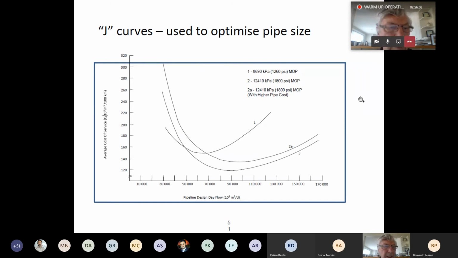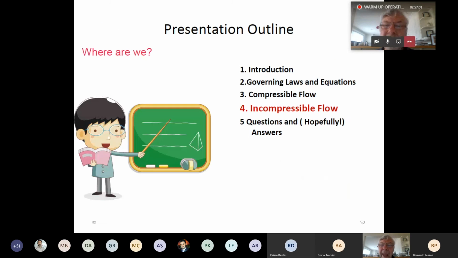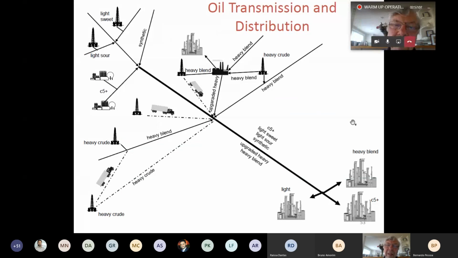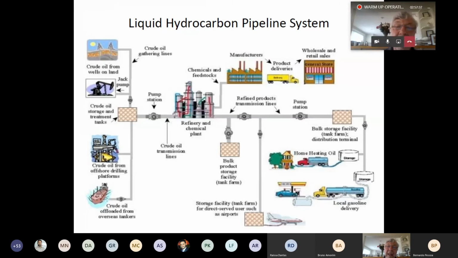And I'll move quickly to the next slide, which is 52, and look at incompressible flow. And then we go to 53. 53 is just a picture of a little diagram of different production areas with, again, gathering systems, bringing their product into some form of refinery where it's refined or treated, and then eventually it's pushed across the country in a larger diameter transmission line. So 54 is a little diagram of how the value chain, as we would call it, works for liquid hydrocarbons.